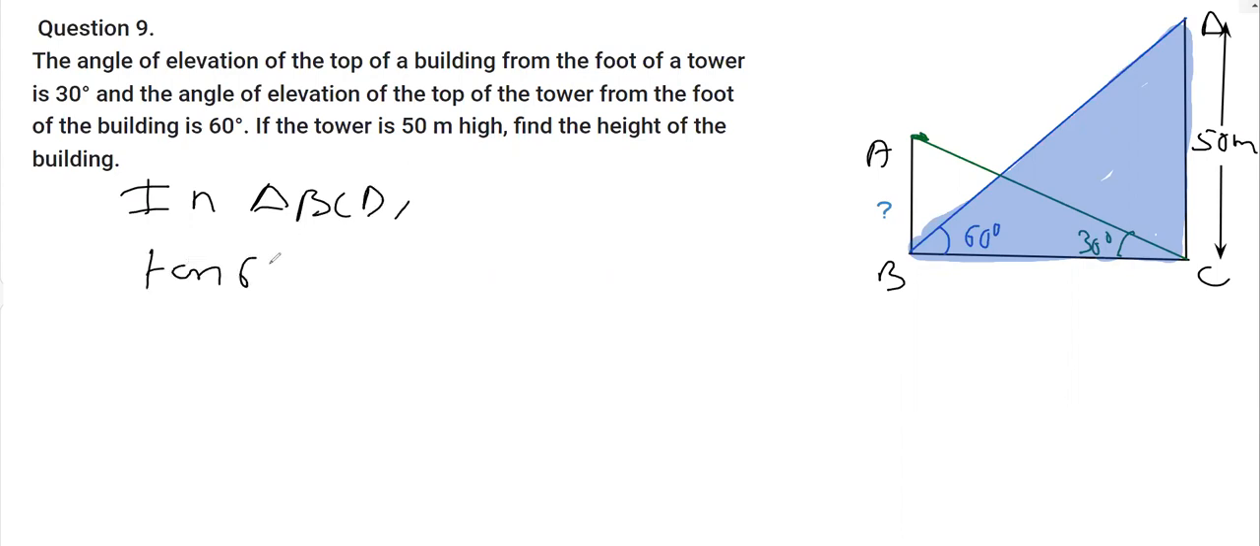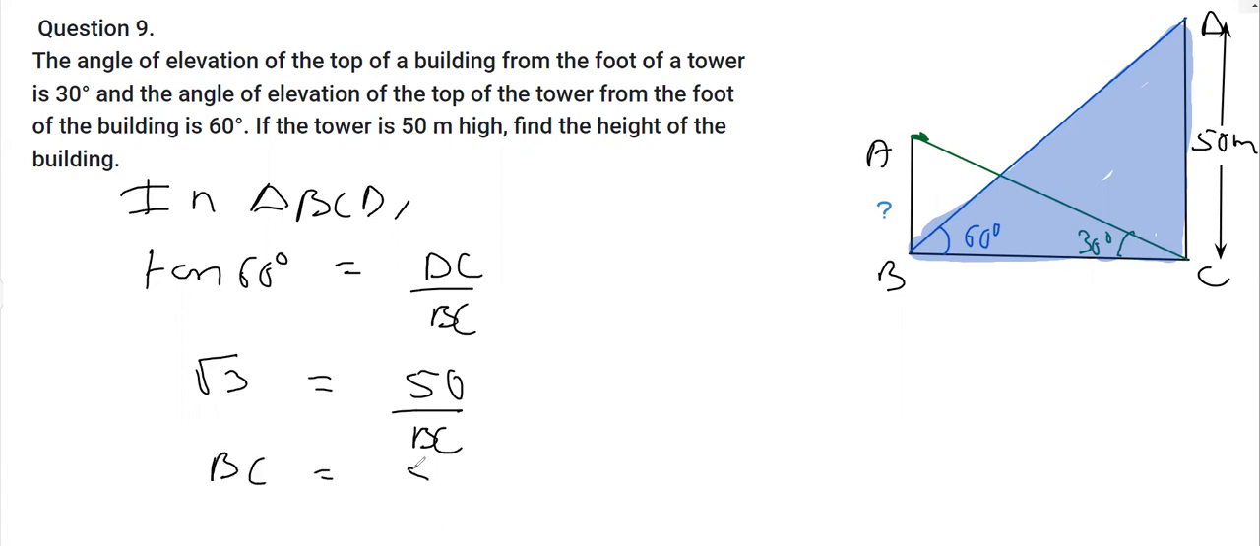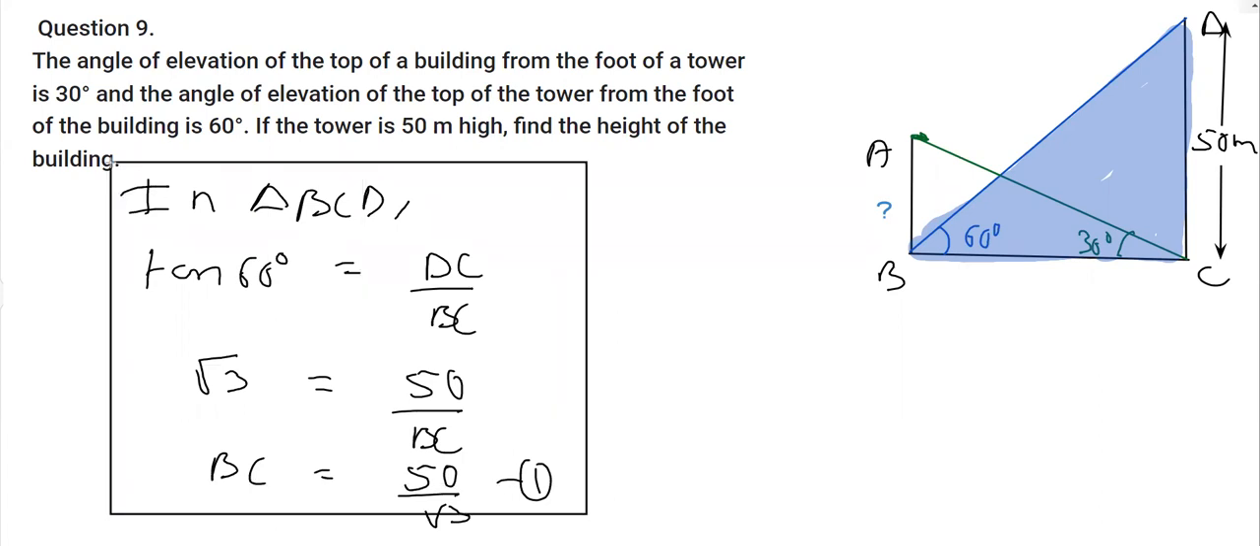Tan 60, as you know, tan is perpendicular upon base, so it is DC upon BC. Tan 60, whose value is √3, is equal to DC, which is mentioned as 50, over BC. And by cross multiplication, we get BC is equal to 50 over √3. It's not necessary to rationalize it at this stage, as this is not the final answer.